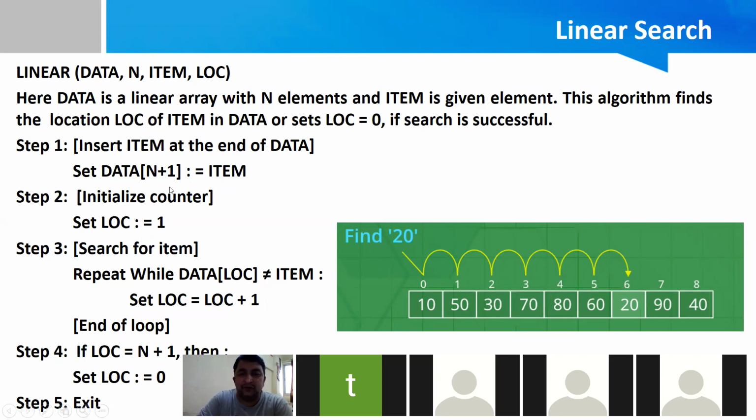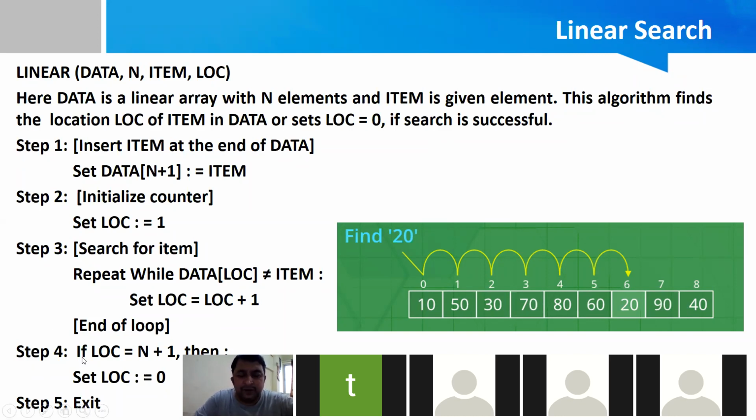So data of location 2: data of 2 is not equal to item. If it is not true, then increase the memory location. So this will be continued till the element is found in the memory location. Once you find it, the location value will hold the place where you found that element.